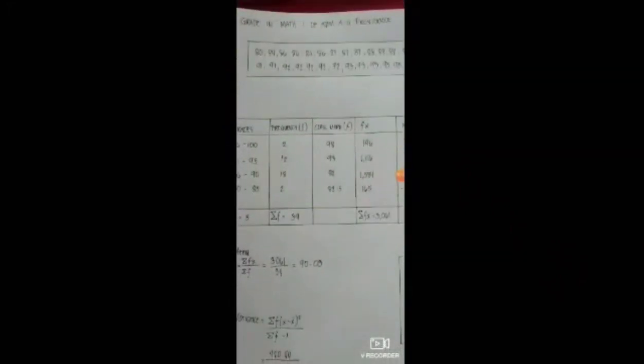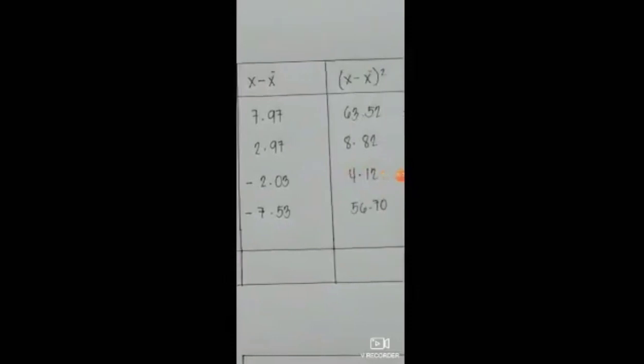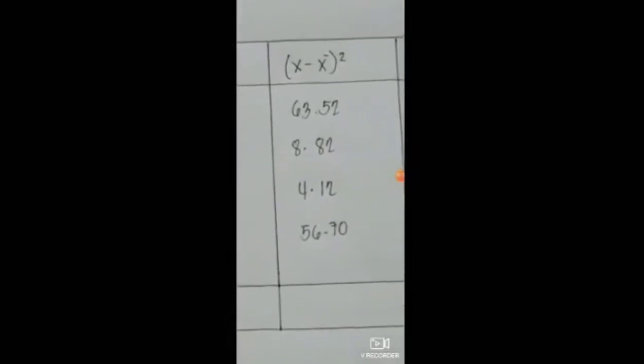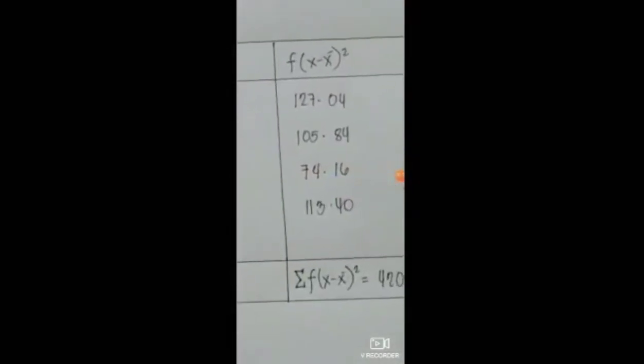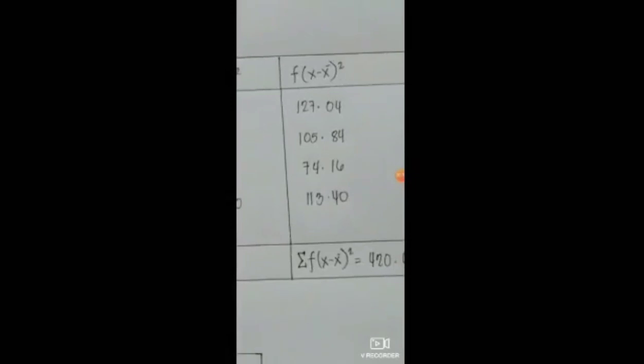And first, this is the grade in Math 1 of ABMA 11 Providence. And this column is the grades, and this one is the frequency, and this one is the class mark, and this one is the product of frequency and the class mark. And this column is the deviation from the mean, and this column is the square of the deviation, and this last column is the product of the frequency and the square of the deviation.